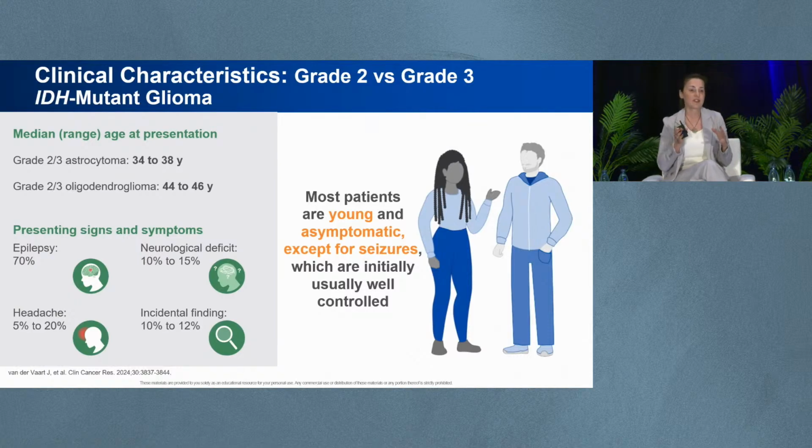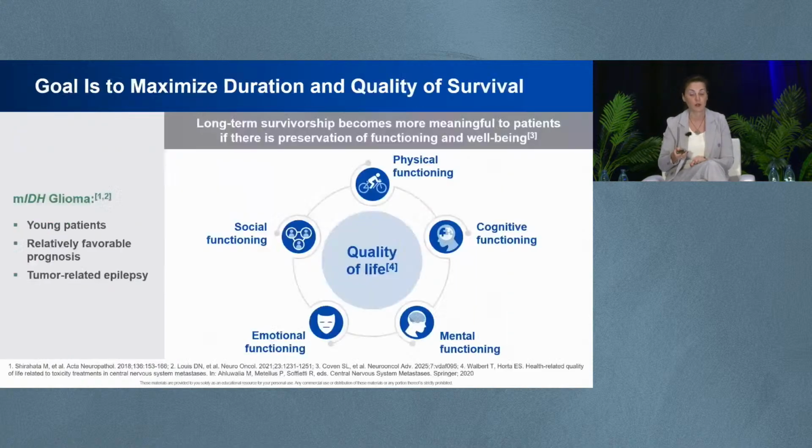So what are some of the characteristics of patients with IDH mutant gliomas? In general, these are younger patients. You see their median age at presentation, third decade of life, so in the 30s for grade 2-3 astrocytomas, in their 40s for the oligodendrogliomas. And the majority of patients are asymptomatic at presentation, except for seizures, which are usually well controlled initially.